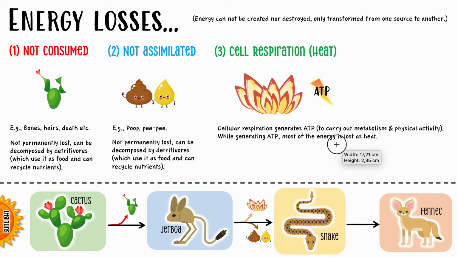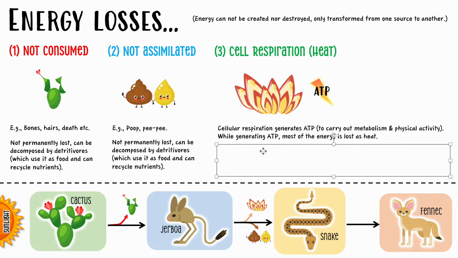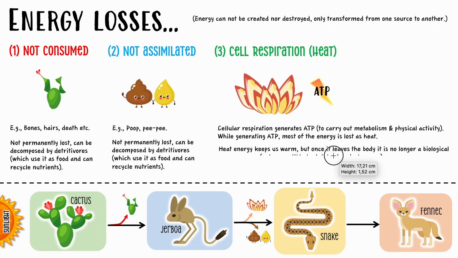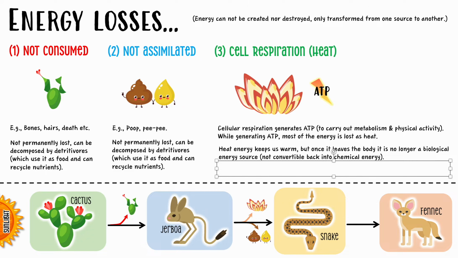Cell respiration, let me read this for you. This can be better if I read it. So cell respiration generates ATP, which I said, to carry out metabolism and physical activity when he's running around and cold at night or whatever. While generating ATP, most of the energy is lost as heat. And now, here's the key thing. Heat is good to keep us warm, but once it leaves the body, it is no longer a biological energy source, meaning organisms like me and you, or a plant even, cannot convert heat energy back into chemical energy.